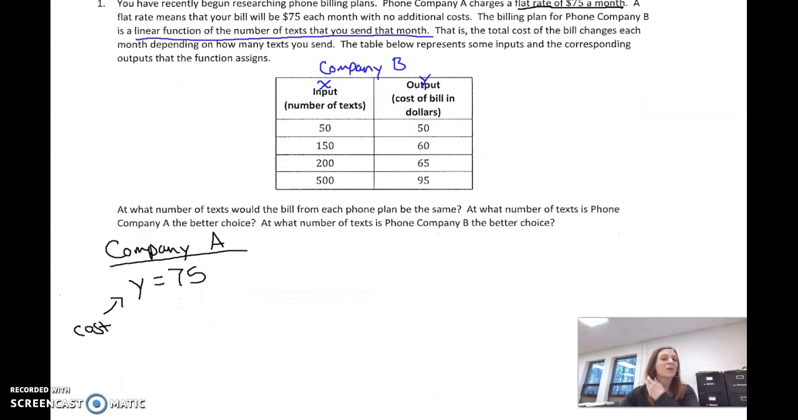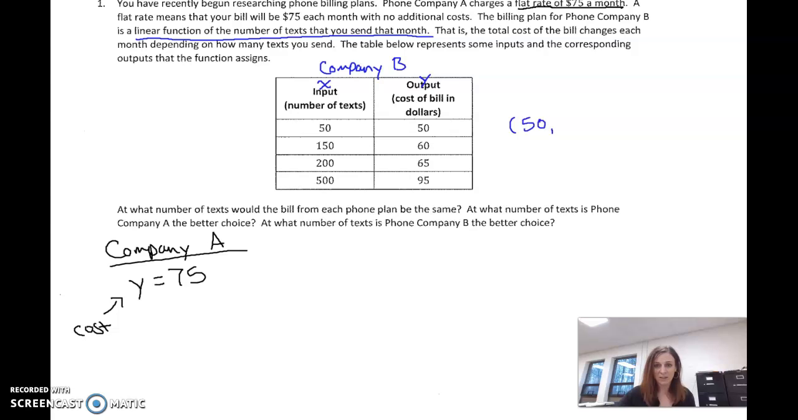So this is a good review now of how we can take numbers out of a table and write an equation. Now, the key word here is a linear function. So I don't have to find the slope between each point. I'm told it's linear. I know it has to have the same slope, the same rate, however you want to think of it. So I'm just going to pick 2 points. And I'm just going to pick these first 2 points here.